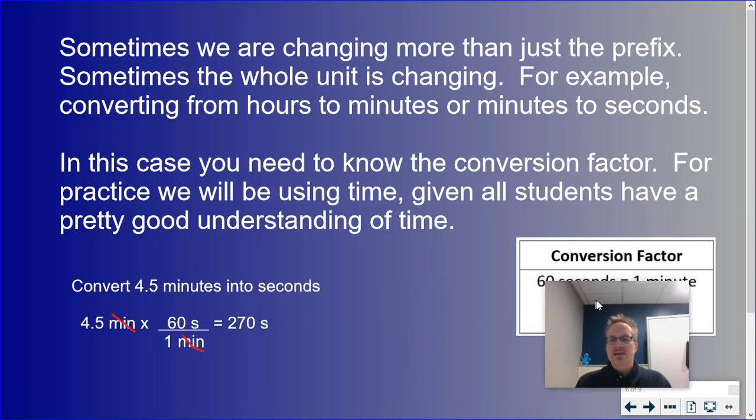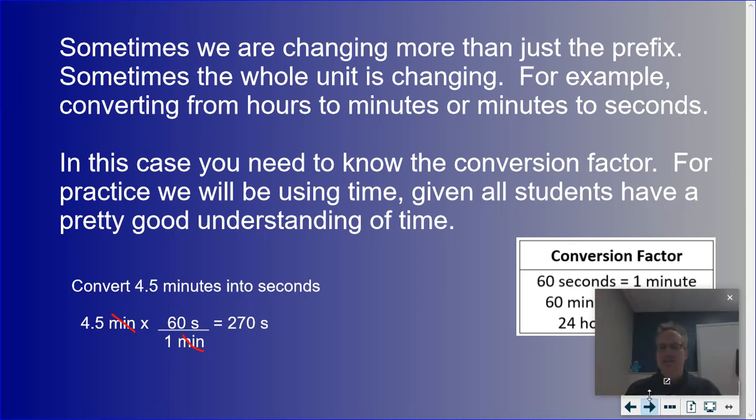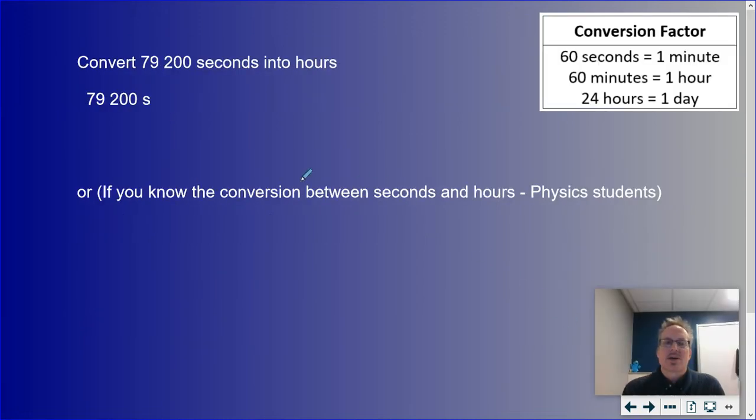So what I would like for us to do is, let's try this question together as a group. We're going to change seconds into hours. So the first thing we have to ask ourselves is, what do we know about seconds? Well, I think we all know there's 60 seconds in a minute. So we're going to put 60 seconds on the bottom and a minute on the top.